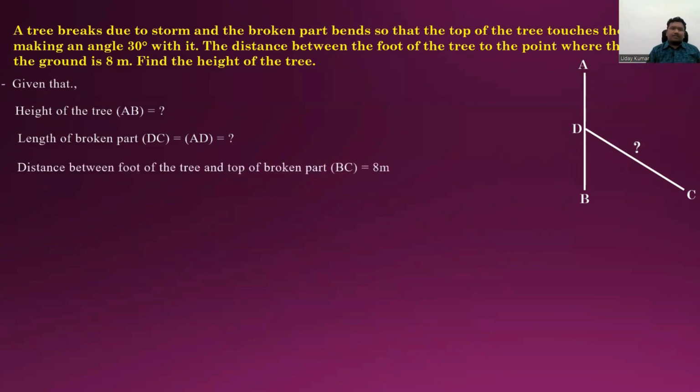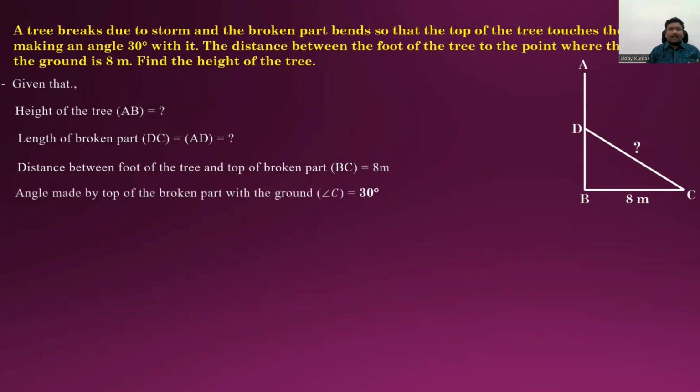Okay. Now distance between foot of the tree and top of broken part. So top of the broken part is C and foot of the tree is B. Between those two, whatever is there, BC, 8 meters. Okay. Next, what we know here, angle made by the broken part with the ground. Now broken part means DC. Actually it is AD. Now it is DC. That top of the broken part means C with the ground. How much angle it is making? They told very clearly it is 30 degrees. So 30 degrees, let's mention in the picture even.